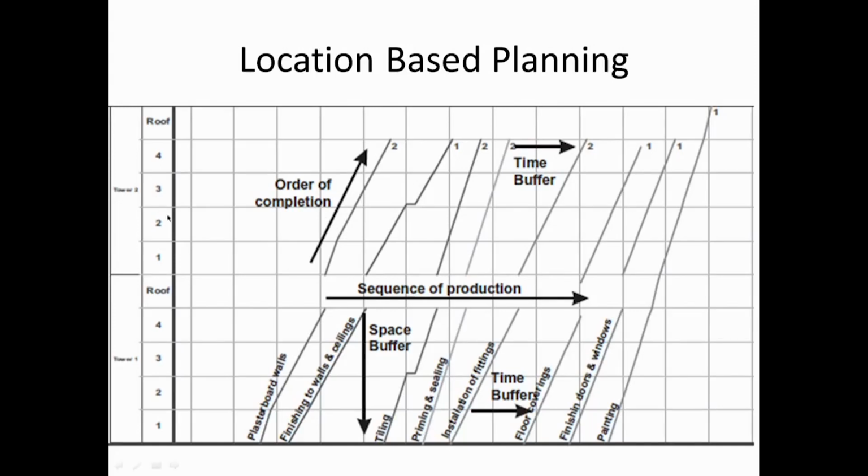Okay, so here you can see the location: you have tower 1, tower 2, you have floor 1, floor 2, floor 3, roof. What we call this is a location breakdown structure, or LBS. So when we do location based planning, you have a location breakdown structure as well as a work breakdown structure, which I have to integrate. And you might agree with me, that's how work actually gets done. Work gets done at a location with a specific activity. So both are integrated in LBMS.